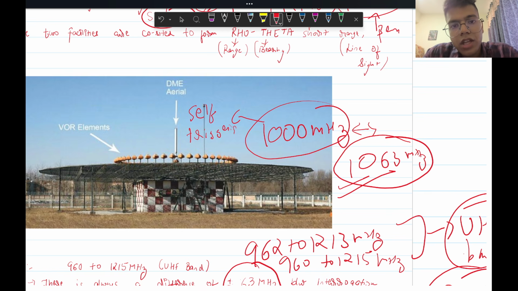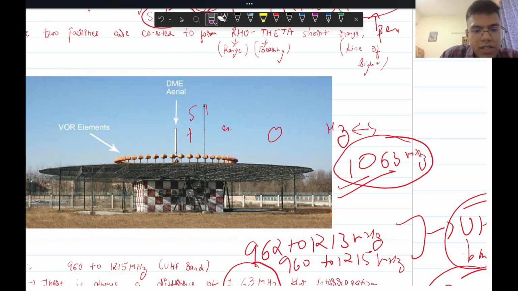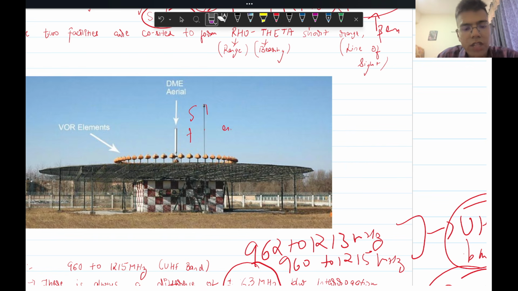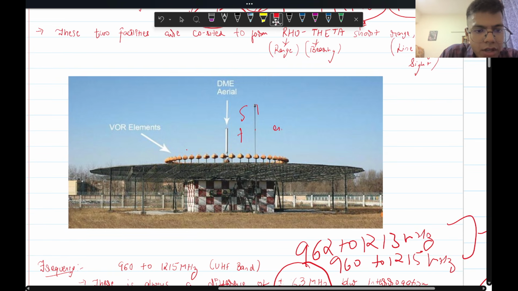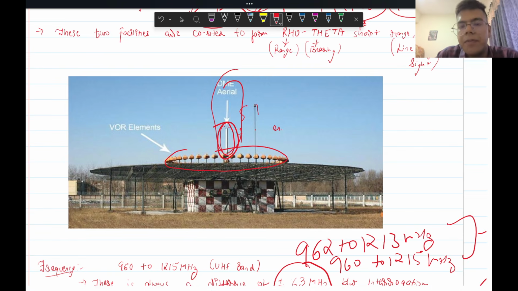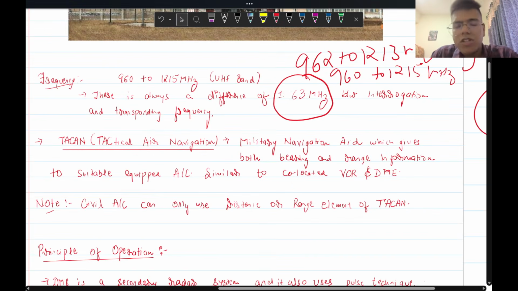So this is why we do the difference of 63 megahertz, to avoid the self triggering. And this is how its area looks like on the ground. This is a viewer and this is a DME area. This one is a DME area. So it was a very simple thing.